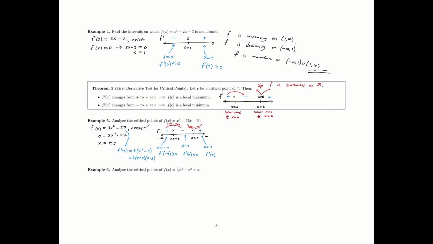So then we'll just summarize and say local max at x equals -3, and we have a local minimum at x equals +3. And there we have analyzed all of the critical points.